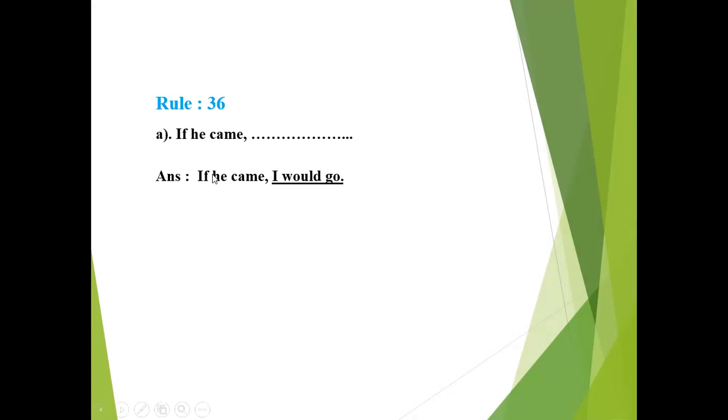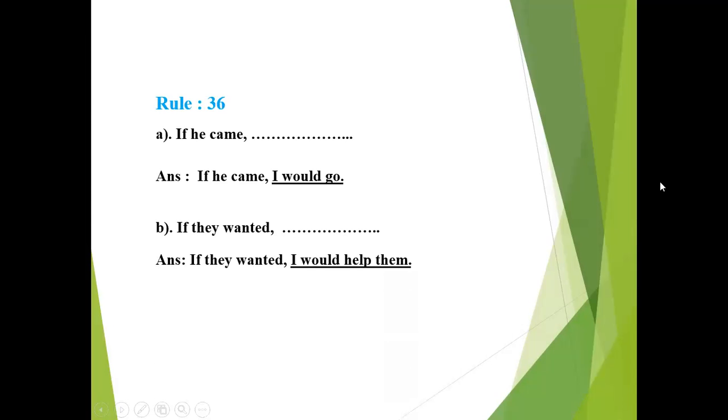Here, came is past tense. It is used after if, and then past conditional, which means subject plus would plus verb, is used. B. If they wanted, dash. If they wanted, I would help them. Here, the first clause is past tense. The next clause is in past conditional. Here, subject is I plus would plus verb, then extension.